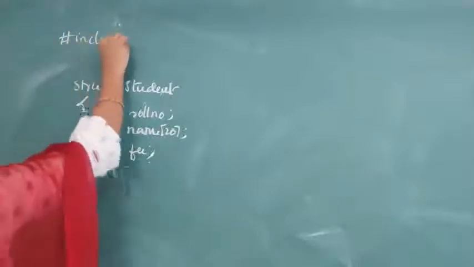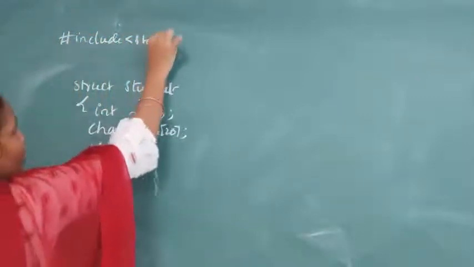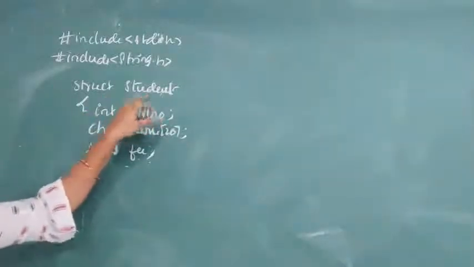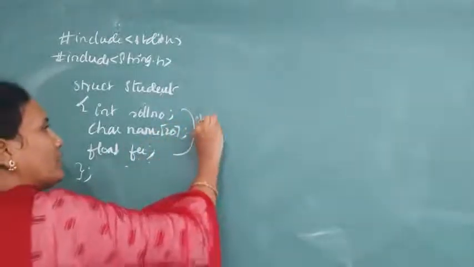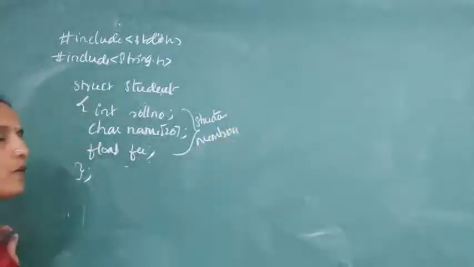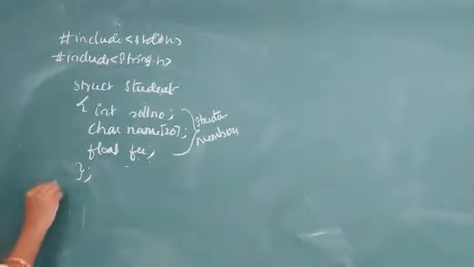Now this is the array of structure. Before this you write header files: include stdio.h. Next include string.h. Okay, so here what is the name of the structure? Student. 3 members are there. These 3 are called structure members. Okay, now come to the main function.